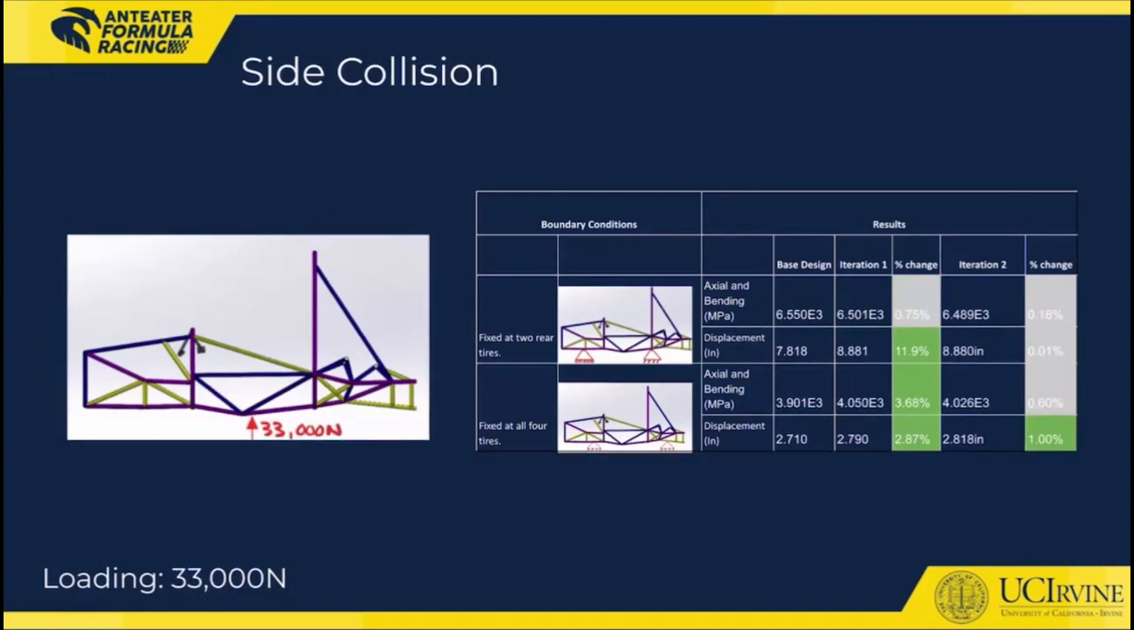The third analysis was a 33,000 newton impact to the side of the car. The first design increased displacement and stress, reducing the effects felt by the driver.